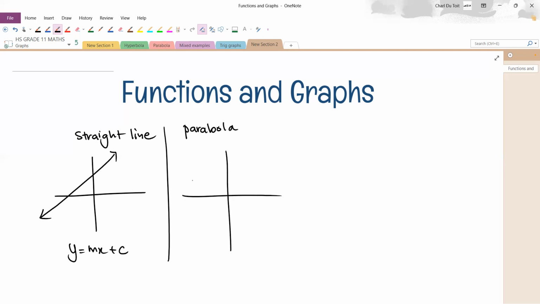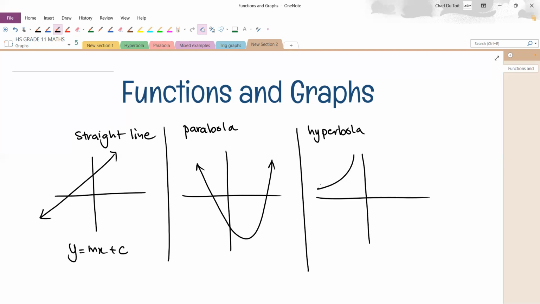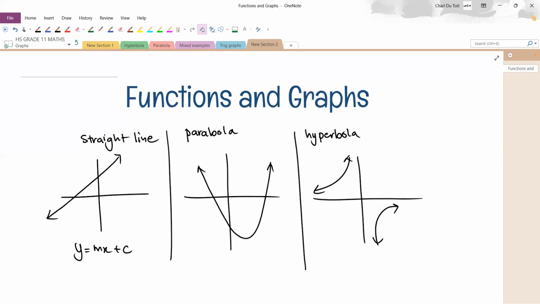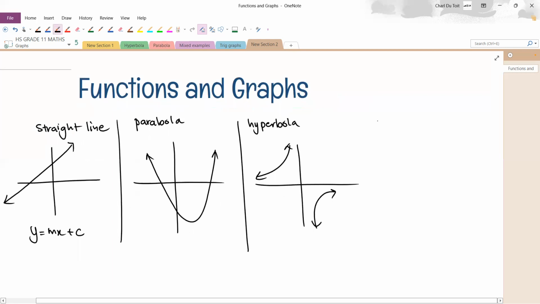And that graph looks something like that. Now in grade 11, it's going to shift to the left and the right. And then we're going to do hyperbola. And that's a graph that looks like that. That you've also done in grade 10. Remember that? And then we're going to do the exponential. The exponential graph. And that's going to look something like that.